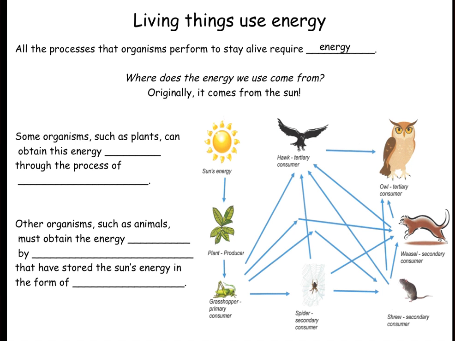So, how do organisms use energy from the sun? Some organisms, such as plants, obtain this energy directly through the process of photosynthesis. Other organisms, such as animals, must obtain the energy indirectly by consuming other organisms that would have the sun's energy stored in them in the form of chemical bonds. As this food web here shows, energy that starts in the sun can be transferred from organism to organism in the form of chemical food.